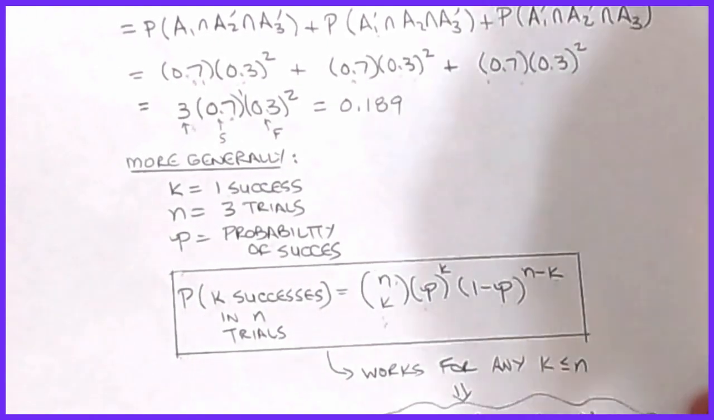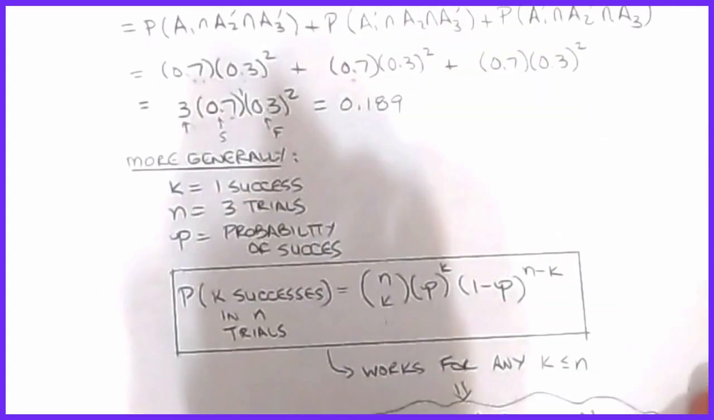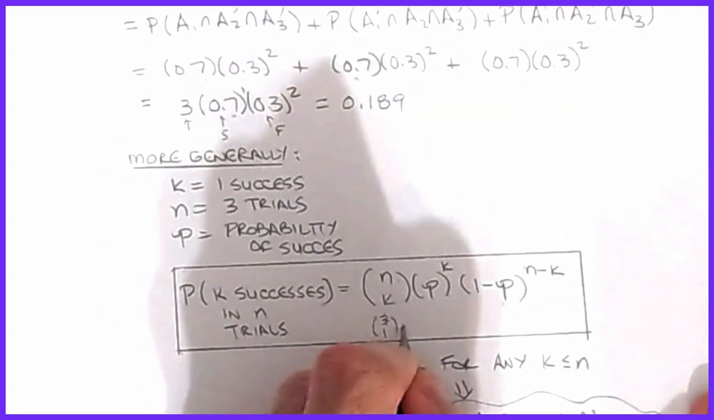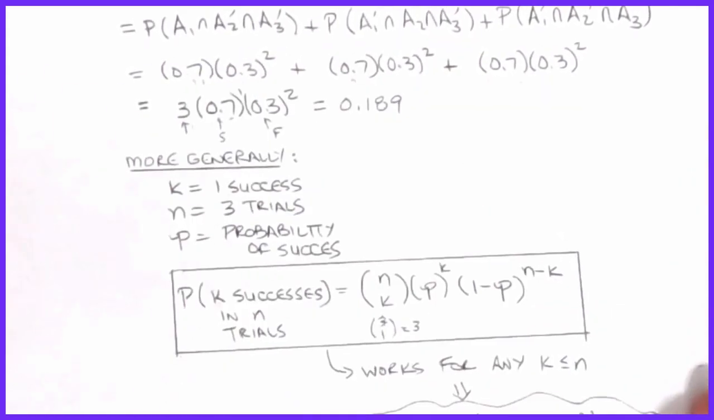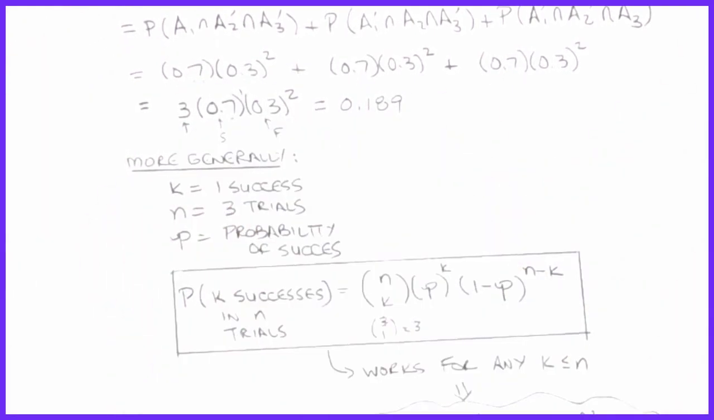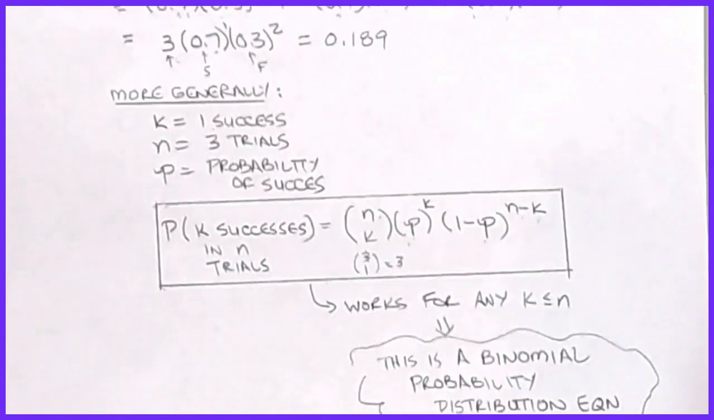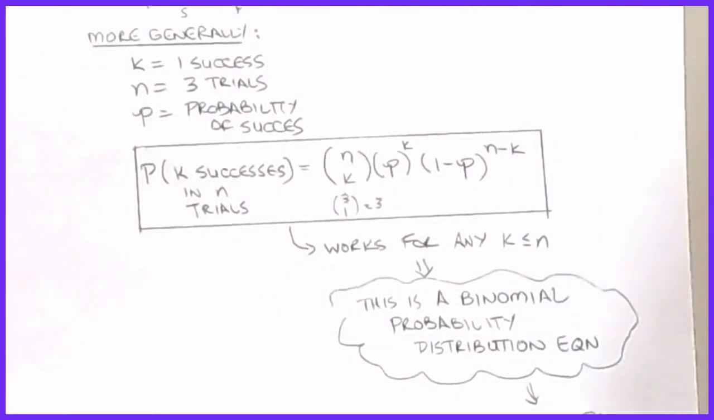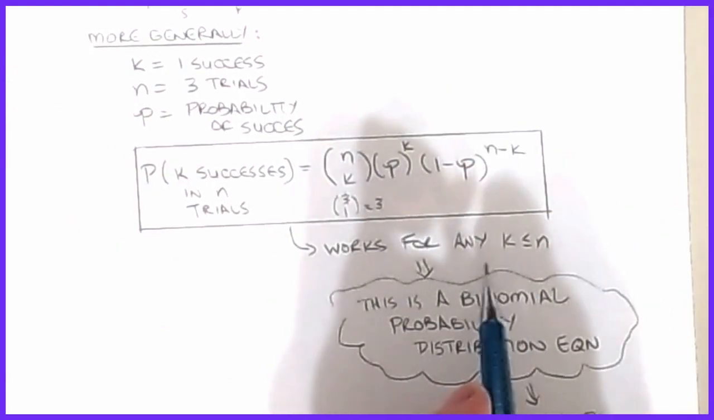Or sorry, there's 3 ways to do that, right? This guy, 3 choose 1, is equal to 3. Okay, and so that's the combination. And this is probably one of the most powerful formulas in all of probability, because this is known as the binomial probability distribution equation. It works for any k less than or equal to n.